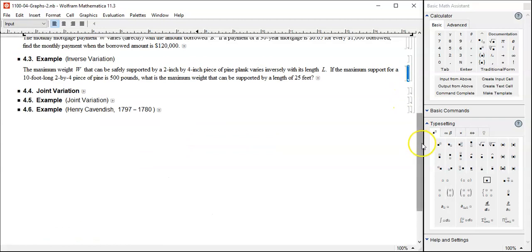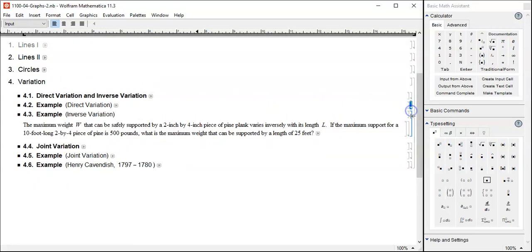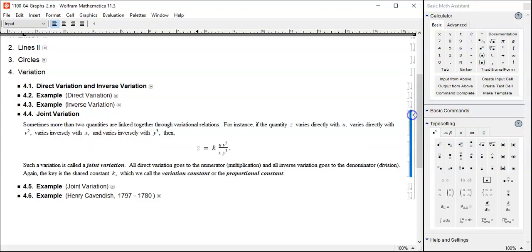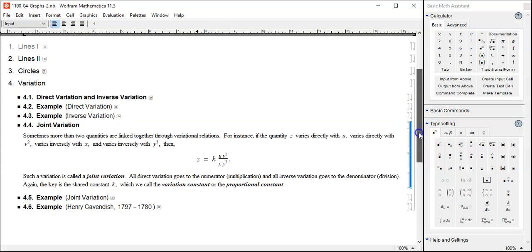Why did I do that? Why did I emphasize the hard method while an easier method was available? That's because I had this in my mind. Joint variation. What is joint variation? More than one variation put together.